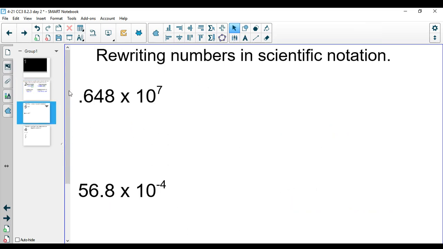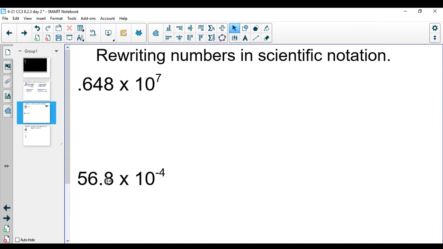Sometimes we'll have numbers and we have to decide if it's in scientific notation or not. And if it's not in scientific notation, we need to rewrite it. This one is not in scientific notation because the decimal is not after one digit. This first number, when we write it in scientific notation, always has to be greater than or equal to 1 and less than 10. That's why we always have just one digit in front of the decimal.